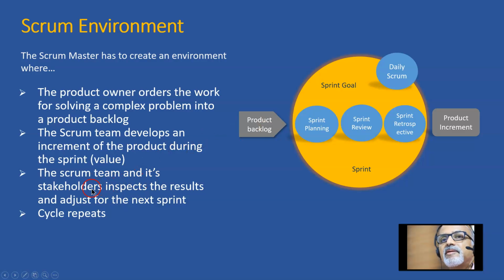The Scrum team and its stakeholders inspect the results and adjust for the next sprint. So at the end of the sprint there is a sprint review. So they inspect the results, and after that they get into sprint retrospective, and those findings get incorporated into the subsequent sprint. The cycle keeps on repeating till we complete all the items in the product backlog.